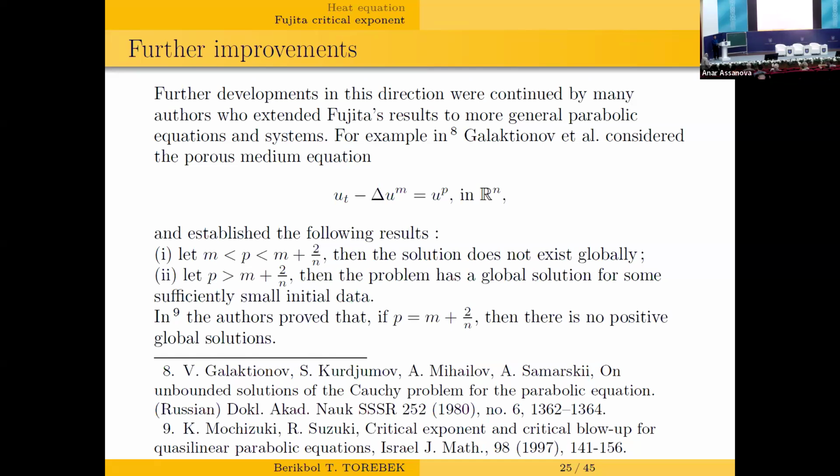Another question: all those critical exponents depend on the fact that your nonlinearity is of power type. Are there criteria for other nonlinearities, for existence or non-existence of global solutions? There are also some results if f of u can be represented asymptotically by power law functions, then there will be similar results. But in another case, I don't know.